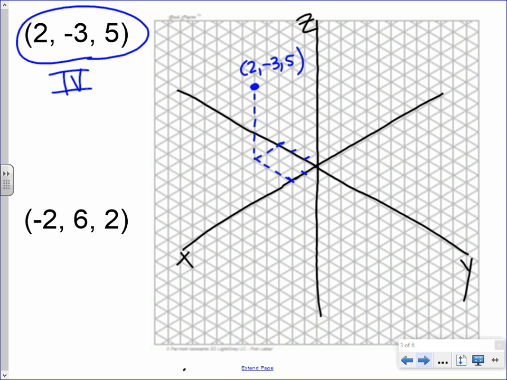Okay. So then this next coordinate is negative 2, 6, 2. All right, so x is negative 2, which means on the x-axis we have to go backwards. Y is a positive 6. So then we'll create that rectangle. And then from there, our z is 2. So from that corner, we'll go up 2.